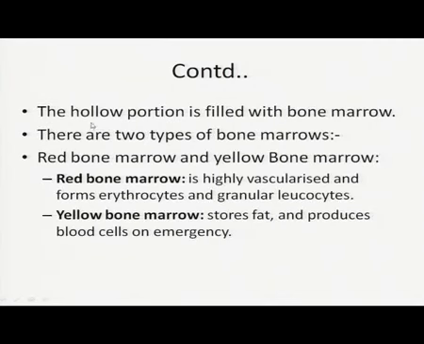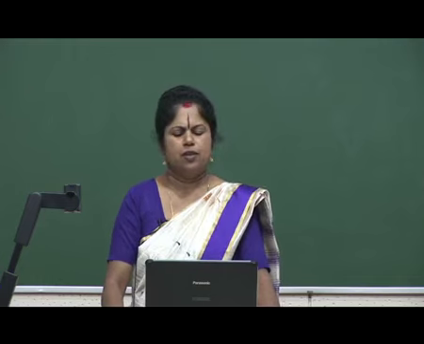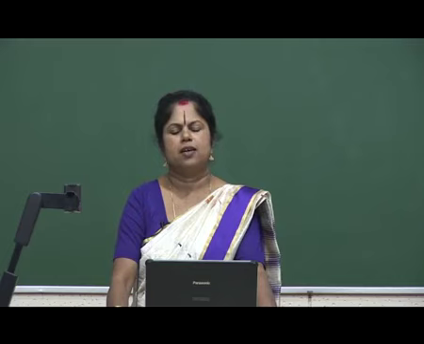The hollow portion of the bone is not empty, but is filled with tissue known as bone marrow. Now, there are different types of bone marrow. One is red bone marrow and the other is yellow bone marrow. Red bone marrow is highly vascularized. It contains a large amount of blood vessels and it forms the erythrocytes, RBCs. Formation of blood cells is hemopoiesis, and formation of RBC is erythropoiesis. So, it helps in the formation of erythrocytes as well as leukocytes.